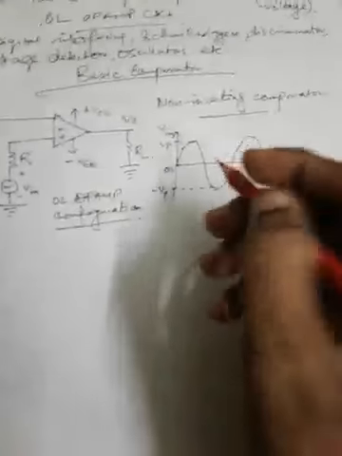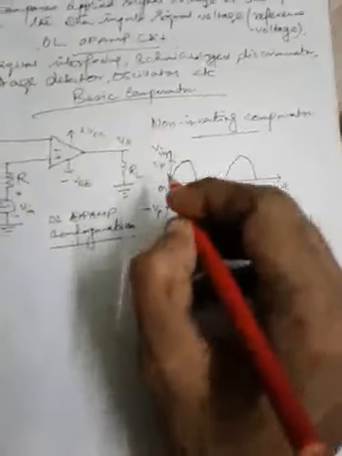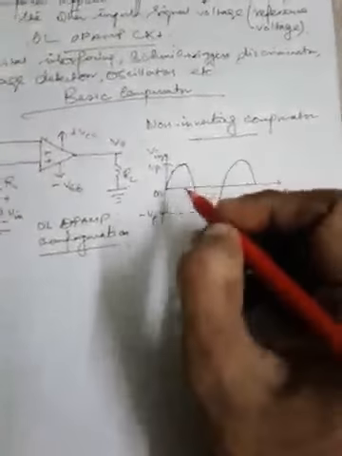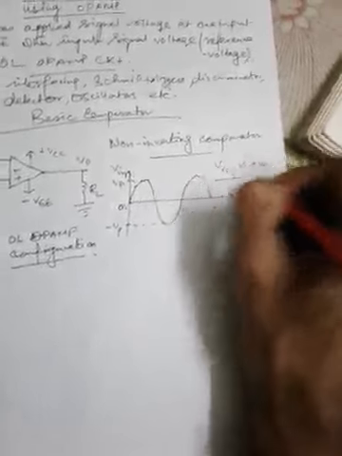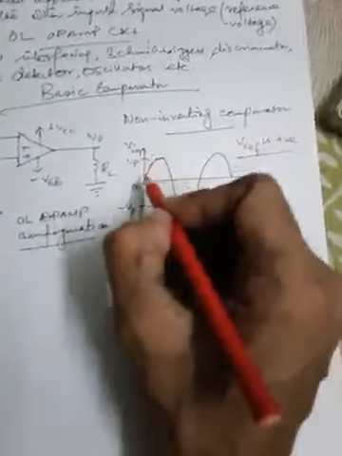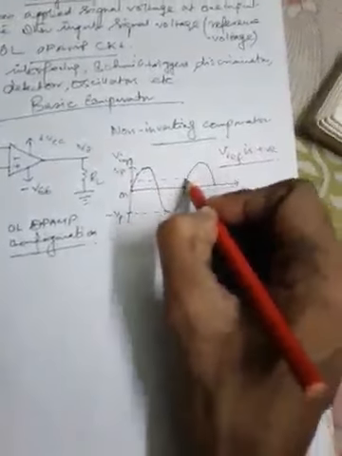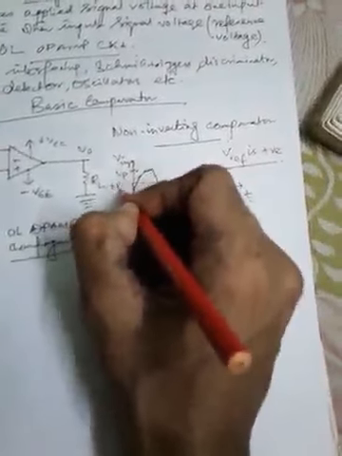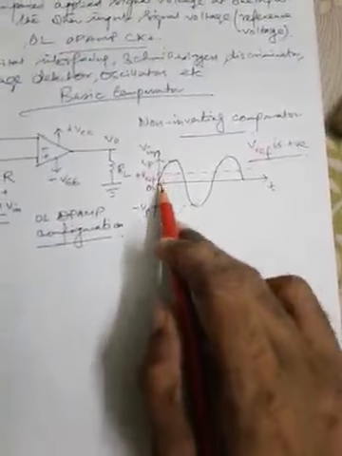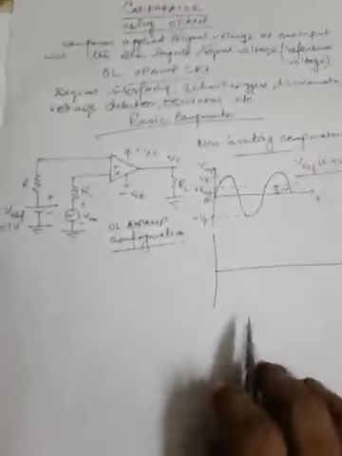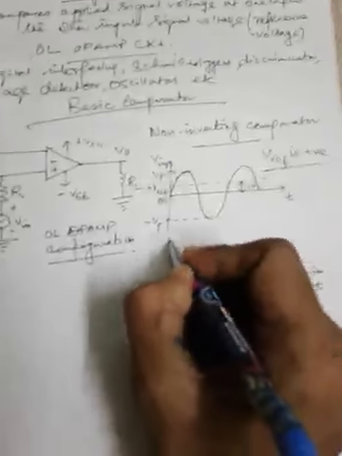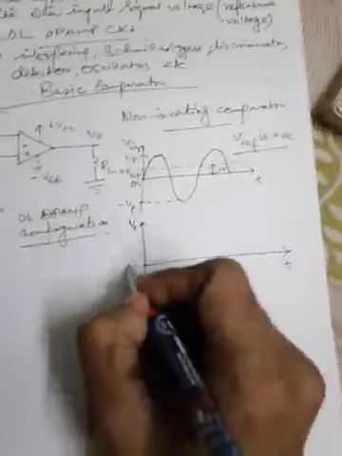Now, since we are comparing this Vin with Vref, we need to place Vref in this waveform. Suppose for the first case Vref is positive. So Vref will be somewhere here. This is plus Vref, which is 1 volt, and therefore it is a positive value of 1 volt. Now let us draw the output waveform. This is VO, this is T, and this is the 0 volt axis.